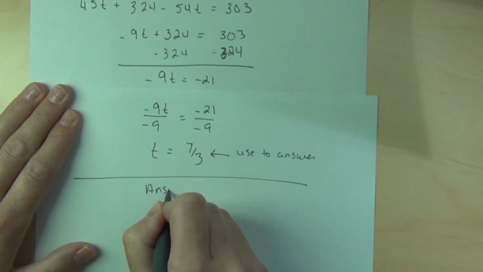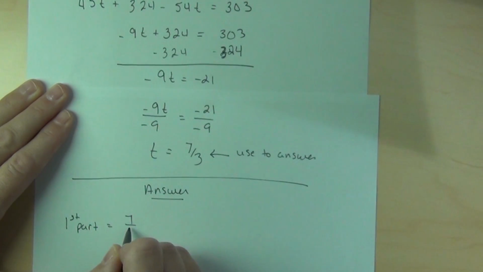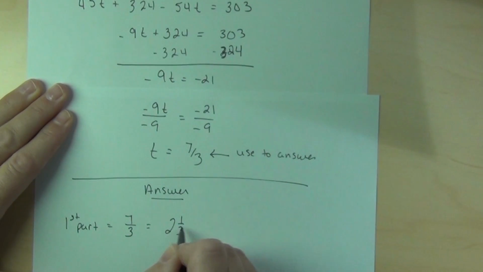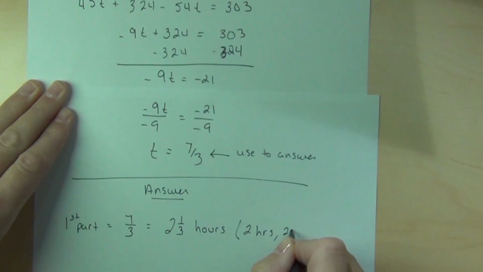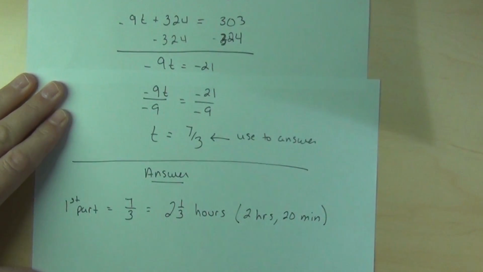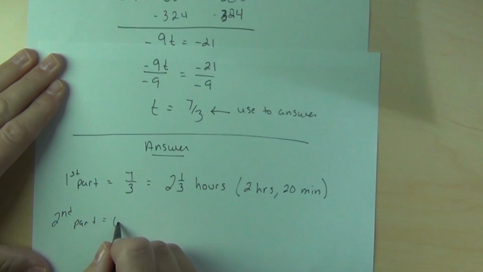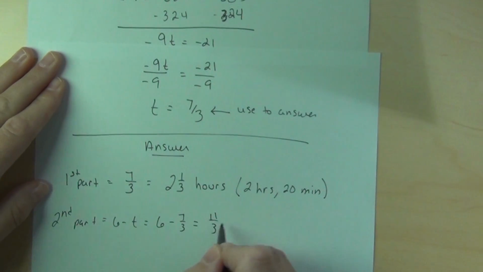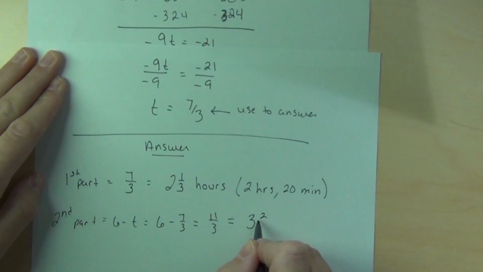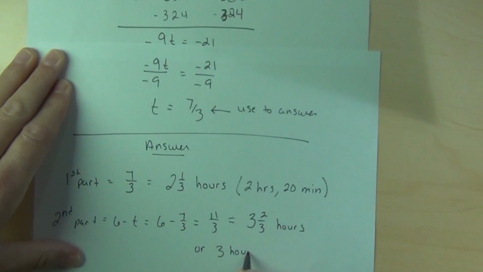Alright, so here's our answer. First part of the trip took 7/3, or that's 2 1/3 hours, or you may want to say that is 2 hours and 20 minutes. Second part, remember that was 6 minus T, so that's 6 minus 7/3. That gives us 11/3. Which is 3 2/3 hours, or you may want to say that is 3 hours and 40 minutes.